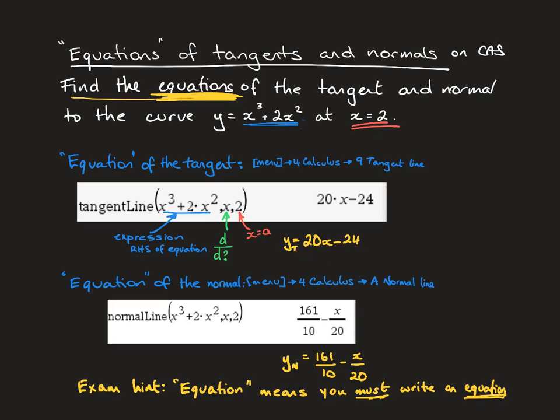You can do the same thing from the calculus menu to find a normal line. It's item A, below the number 9. Again, you put in the expression, the right-hand side of your equation, the variable that you're differentiating with respect to, and the x value at which you want the normal line to be positioned. Again, if you're asked for an equation, write it as an equation.